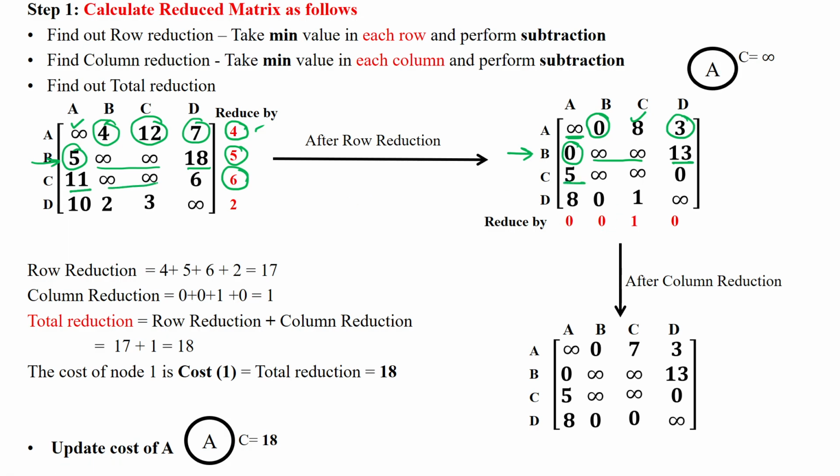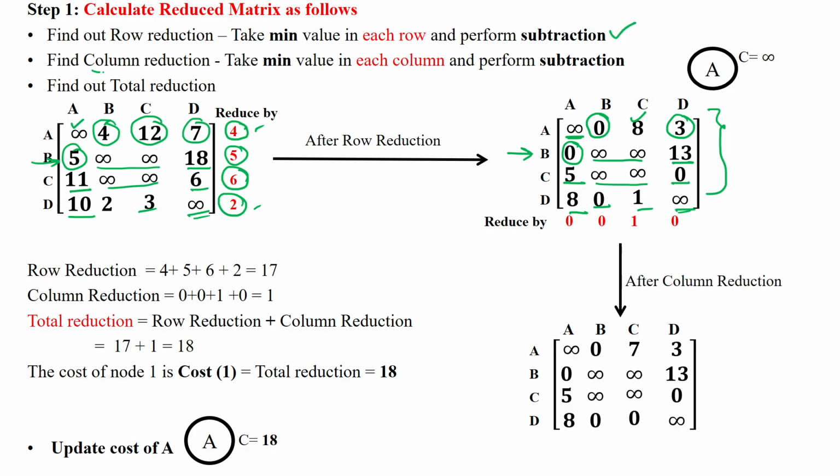Two infinities are there; infinity minus any value is infinity. 6 minus 6 is 0. Like that, in the fourth row, 10 minus 2 is 8, 2 minus 2 is 0, 3 minus 2 is 1, and infinity minus 2 is infinity. So now we have performed the row reduction by applying this subtraction.